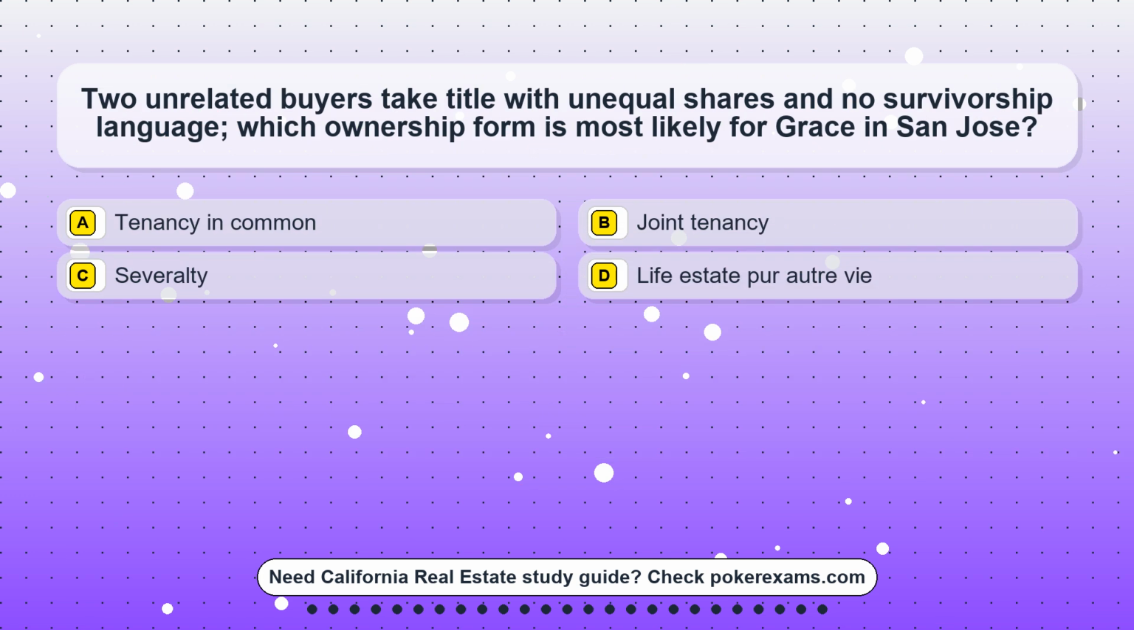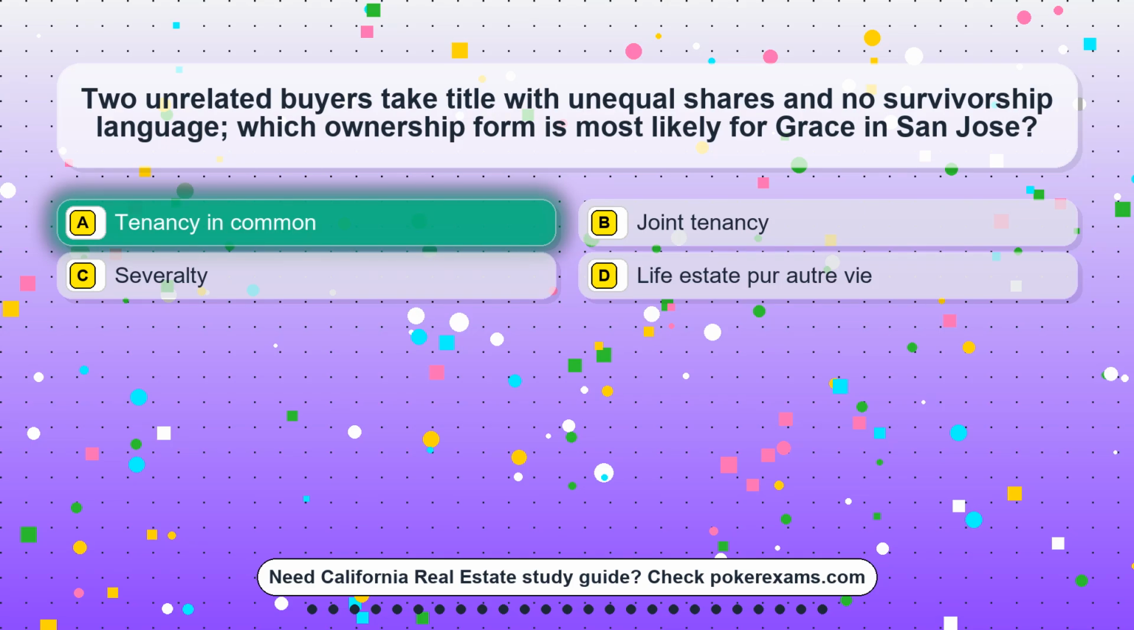Question 6. Two unrelated buyers take title with unequal shares and no survivorship language. Which ownership form is most likely for Grace in San Jose? Option A. Tenancy in common. Option B. Joint tenancy. Option C. Severalty. Option D. Life estate per autre vie.